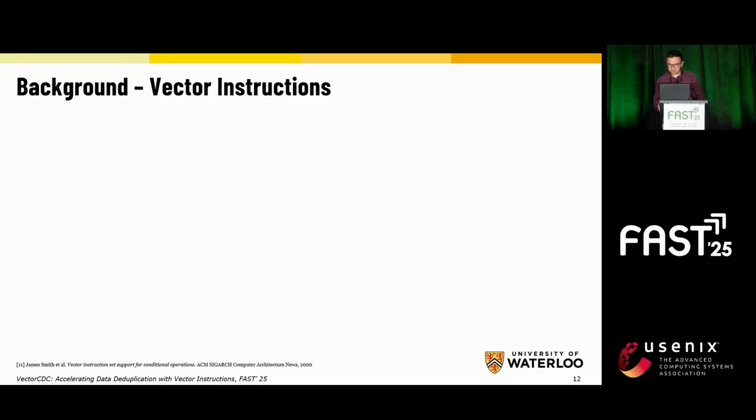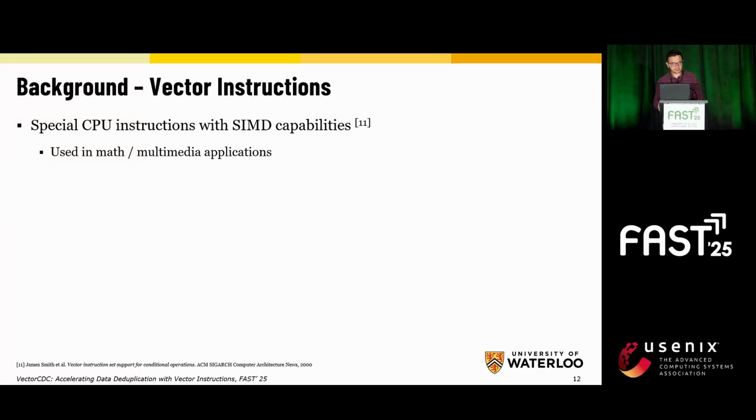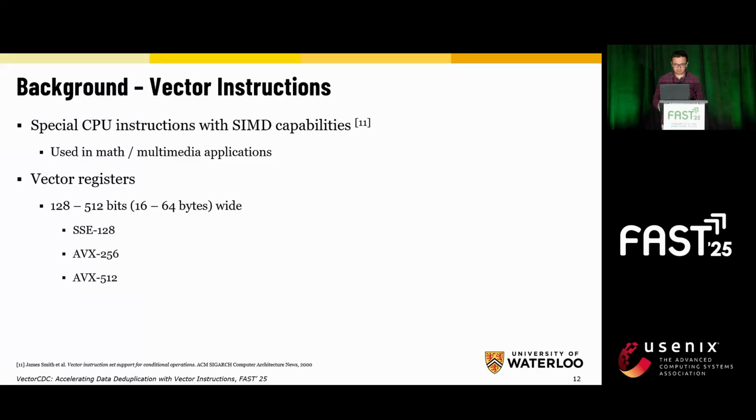Okay, so what are vector instructions, the other piece of VectorCDC? These are special CPU instructions with SIMD capabilities, and they've previously been used in math and multimedia applications. So they rely on special CPU vector registers, which come in multiple sizes, 128 to 512 bits wide. And depending on which size you use, your instruction can be classified as one of these families.